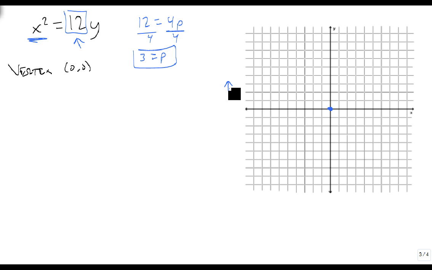We also know that the focus is at (0, p), so it's at 0, 3. So here's our focus. Notice I'm marking this in red. We're not going to pass through this, but we're going to draw it. And our directrix, let me write this in black. The directrix is at y equals negative 3. So it's down here, negative 3.